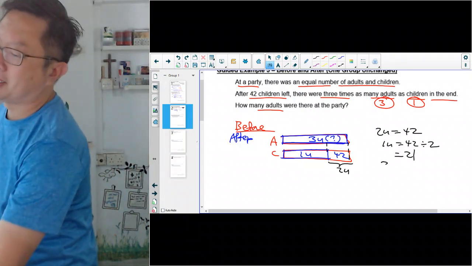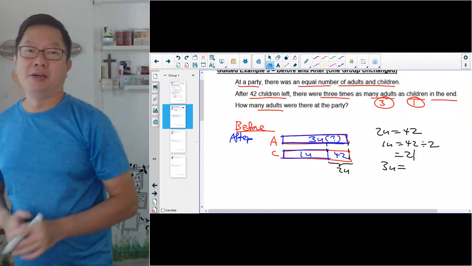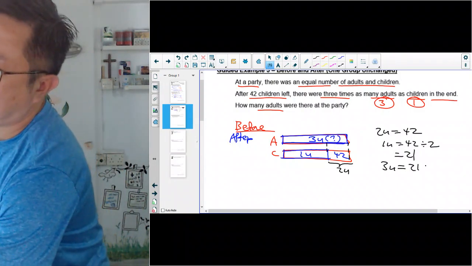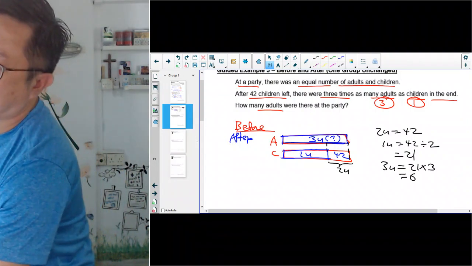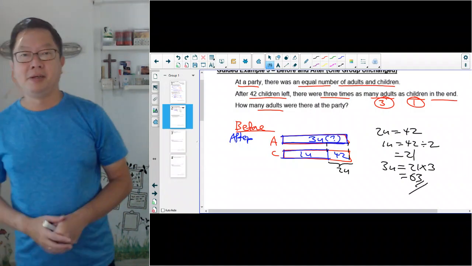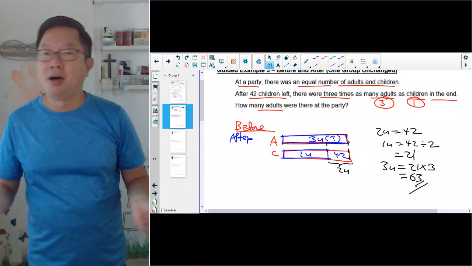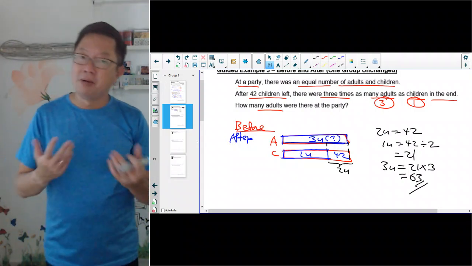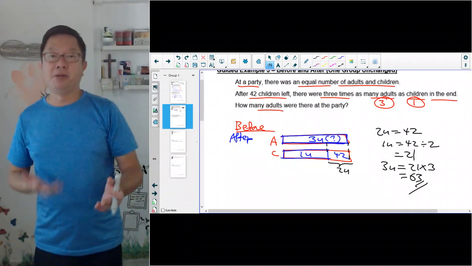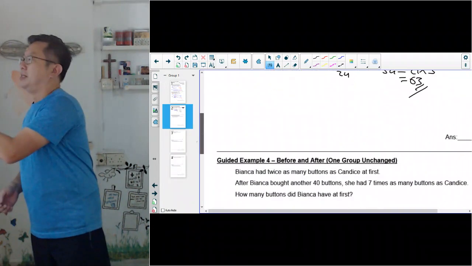So adult has how many? 3 units, so 21 times 3. And how many adults are there at the party? You have 63 adults at the party. Okay, so that's how you draw the before and after model, and in this question, we combine them together. But you can also separate them, right? It's up to you. Okay, let's go to the next one.